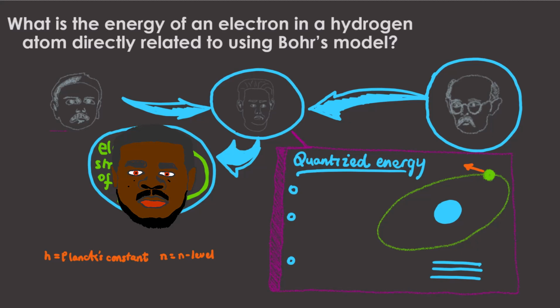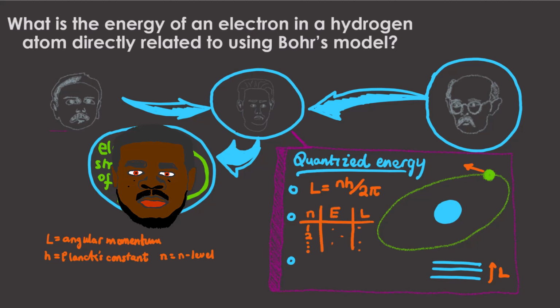First, the quantized angular momentum was generated to be L equals n times the Planck constant divided by 2 pi, where the angular momentum is directly proportional to the energy level, whereby keeping h divided by 2 pi constant. Second, he related experimental quantized energy values for each n value to the quantized angular momentum together. And finally, he generated the formula E equals negative RH over n squared.